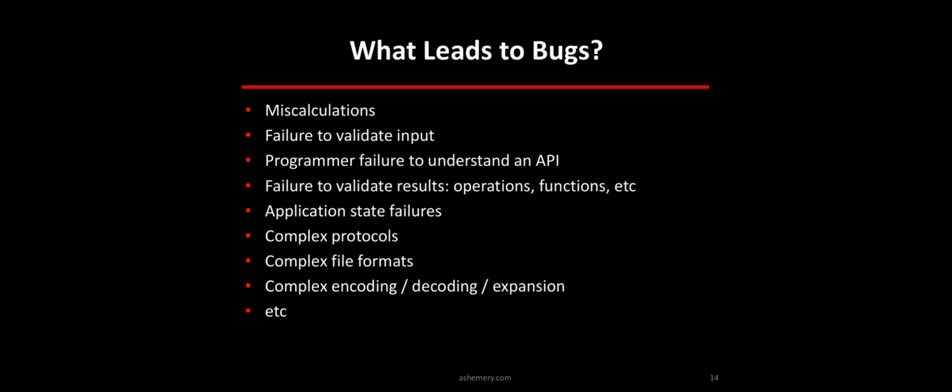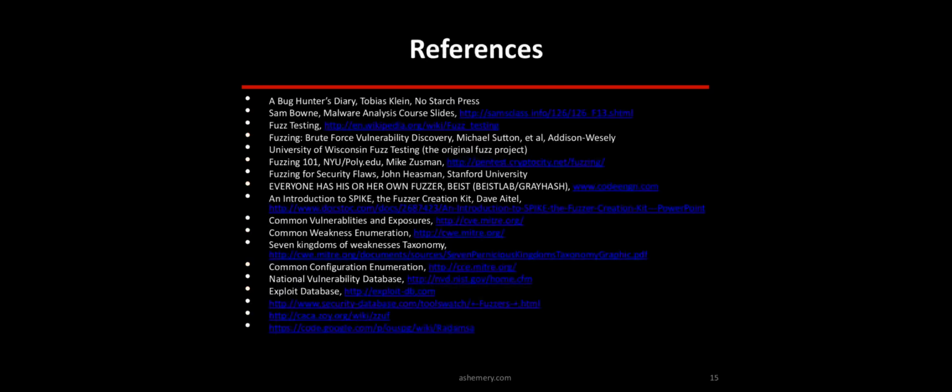Complex encoding, decoding, and expansion methods. If you have an application which is doing some encoding and decoding, and the method used for that process might be some complicated approach, those could also lead to vulnerabilities and to security bugs. There are probably others, but these are, I would say, the most common methods which might lead to security bugs.